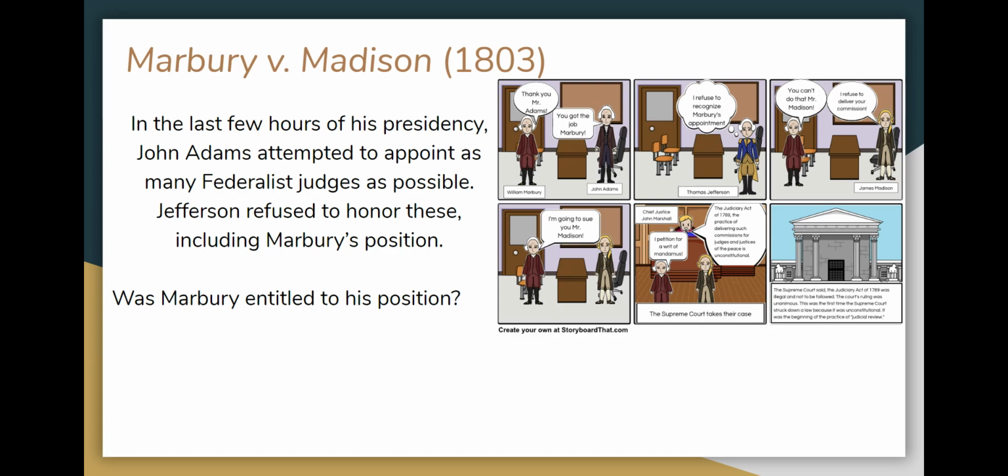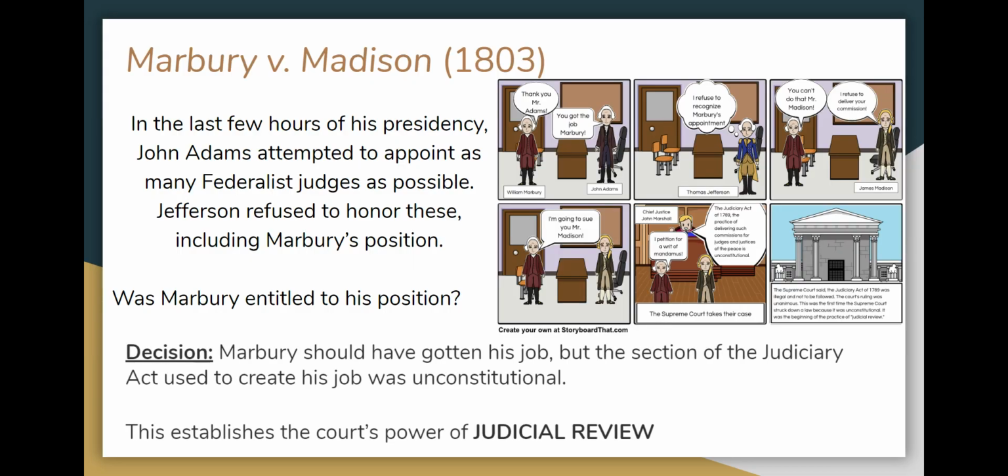So there's some complicated details to this. You don't really need to know them, but basically the question was: was Marbury entitled to the position he had been given? And the decision was, yes, he should have gotten his job, but the section of the Judiciary Act, passed by George Washington, used to create his job was unconstitutional. This establishes the court's power of judicial review. So again, you probably don't need to know all these details, but you must know that in 1803, the court gave itself the power of judicial review.